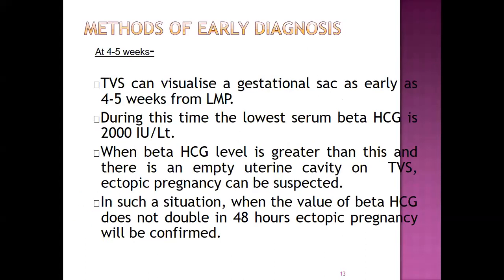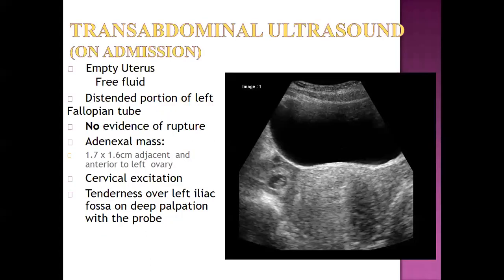transvaginal ultrasound. Transvaginal ultrasound can visualize a sac as early as 4 to 5 weeks from the last menstrual period. During this time, the beta HCG is 2000 international units per liter. When the beta HCG level is greater than this and there is an empty uterine cavity on TVS, then we always suspect an ectopic pregnancy. And when the value of beta HCG does not double in 48 hours, ectopic pregnancy is confirmed. When there is an intrauterine pregnancy, beta HCG doubles after every 48 hours. But in ectopic, it does not double in 48 hours and does not reach that level.